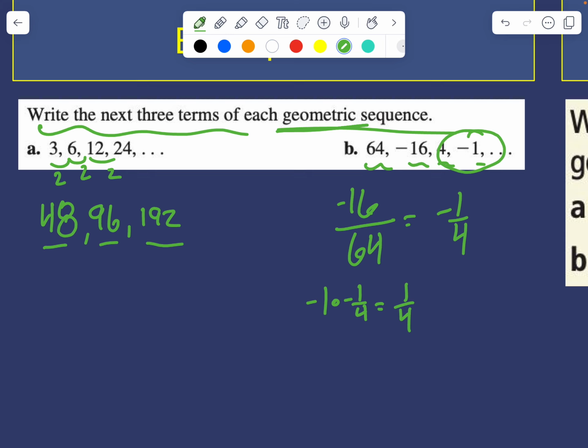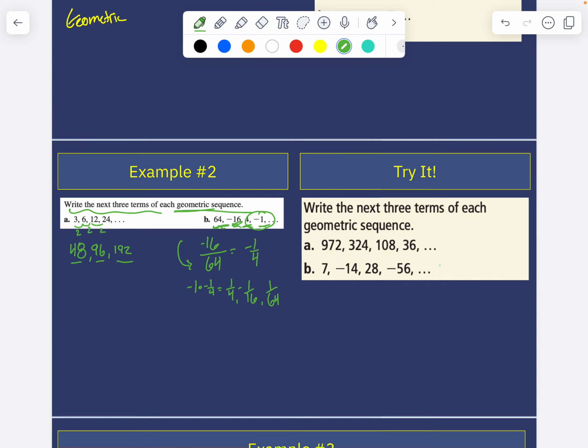That times negative 0.25, or 1/4 as a fraction, would be negative 1/16, times negative 0.25. As a fraction, it would be positive 1 over 64. So again, this is where it can be difficult to see the pattern. It's changing from positive to negative, back and forth. Second term divided by the first term can be really helpful.